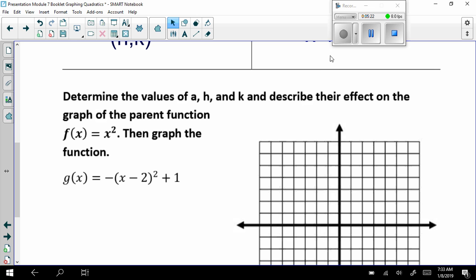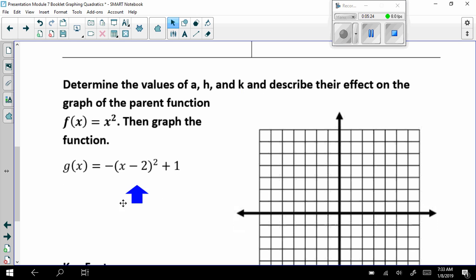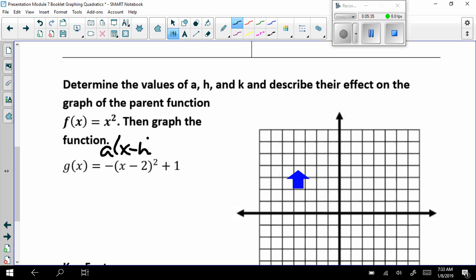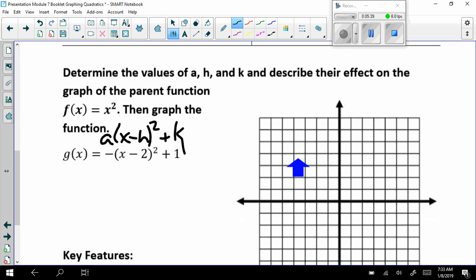As I look at this one, the first thing I want to do is look for A, H, and K. Now I'm going to write right above it, A times x minus h squared plus k. That's the general form. So the A lines up with the negative. Remember, that really means -1.